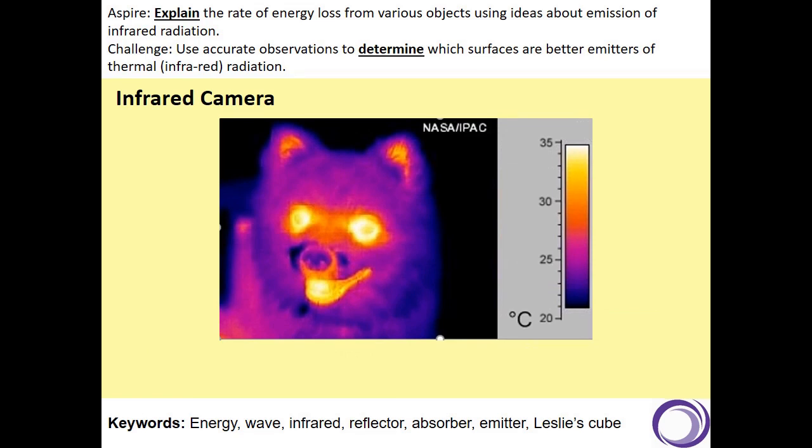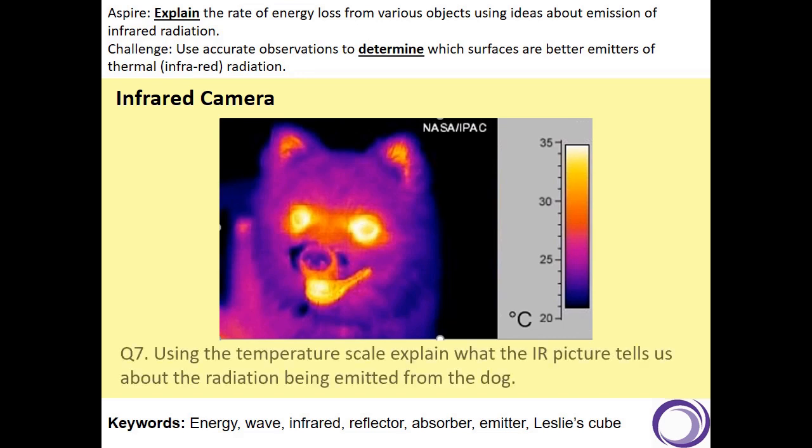Picture there of a dog, infrared camera. You will have seen these pictures before. So using the temperature scale in degrees C on the right, what can you tell me about the radiation being emitted from the dog? 1 minute.